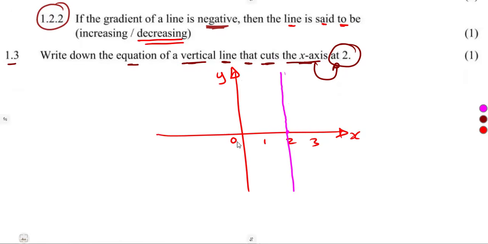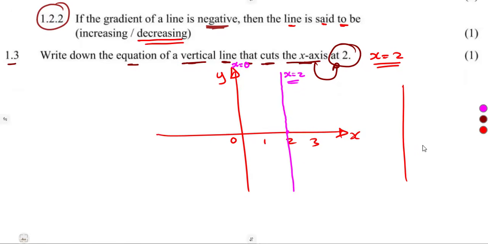Remember the y-axis on its own, which cuts the x-axis at 0. Its equation is what? X is equal to 0. What about this one, which cuts the x-axis at 2? What will be its equation? A vertical line like this. X is equal to the value that it cuts there at 2. So x is equal to 2. So that's the vertical line that we are having there. Its equation will be x is equal to 2.